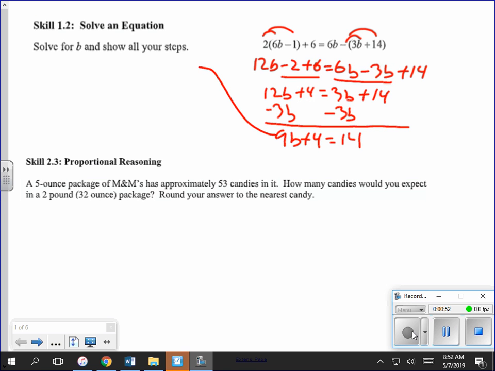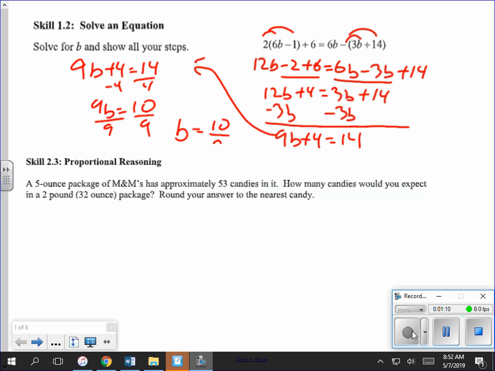And then I'm going to move this up to here. 9B plus 4 equals 14. Subtract 4 from both sides. 9B equals 10. Divide by 9. And B equals 10 ninths. And that's my answer.